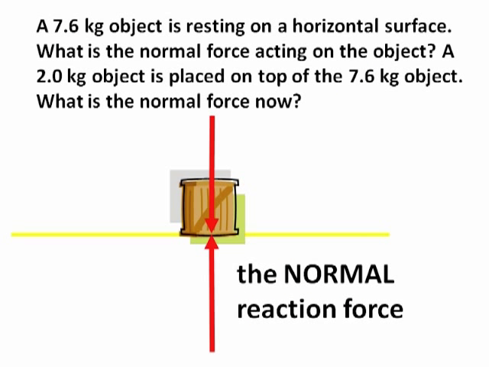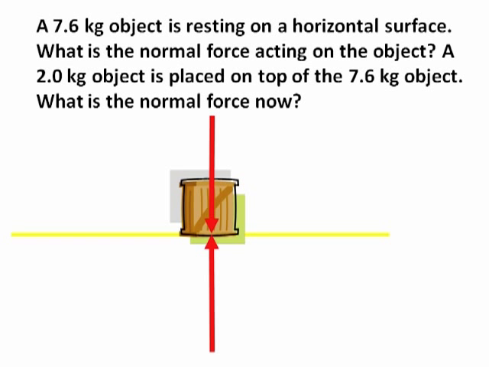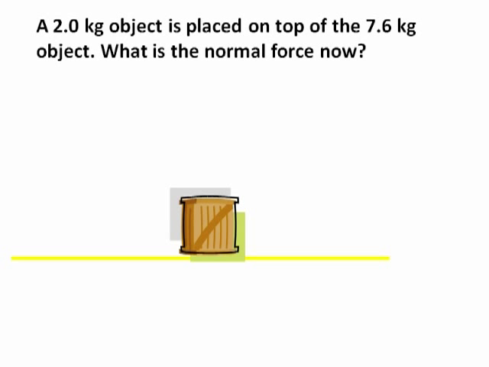Now we go to part 2 of the problem. And it says, a 2 kilogram object is placed on top. Well, there it is, placed on top. Now, all we've really done is increase the weight. And so the top one has a mass of 2 kilograms. The lower one is still 7.6 kilograms.